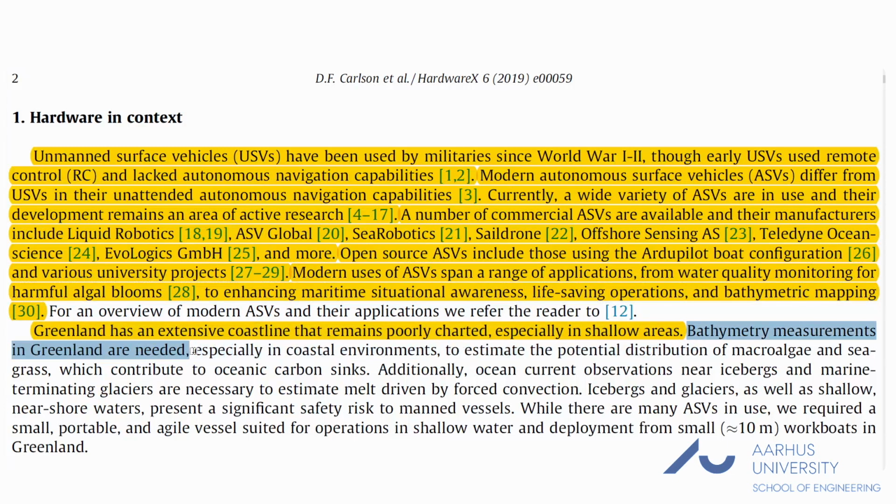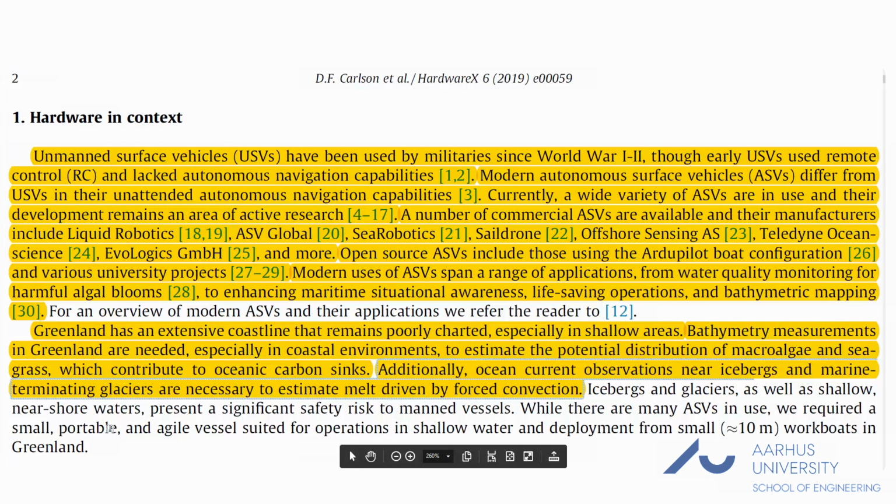Bathymetry measurements in Greenland are needed, especially in coastal environments, to estimate the potential distribution of macroalgae and seagrass, which contribute to oceanic carbon sinks. Additionally, ocean current observation near icebergs and marine terminating glaciers is necessary to estimate melt driven by forced convection. So here we have another application for the unmanned surface vehicle they are proposing. Icebergs and glaciers, as well as shallow nearshore waters, present a significant safety risk to manned vehicles. Okay, so here we are addressing why not just use a manned vehicle for this.